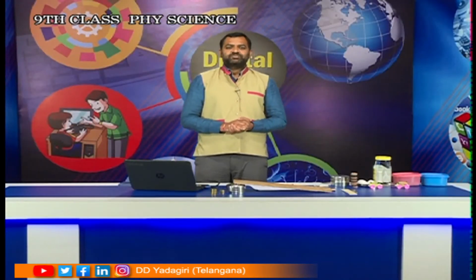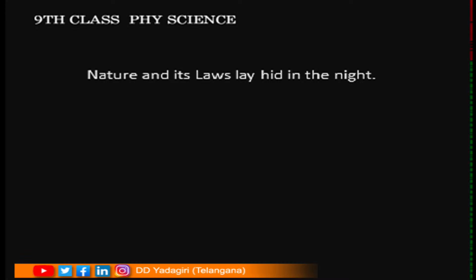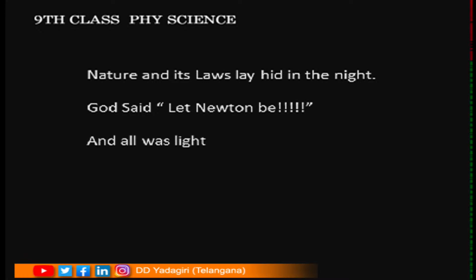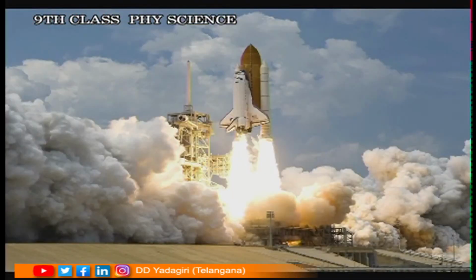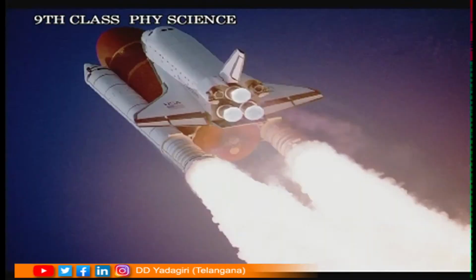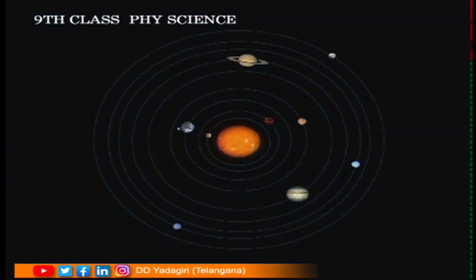And Alexander Pope has written the following for Newton: nature and its laws lay hid in the night. God said, "Let Newton be," and all was light. It is because of Newton we have the rockets, and with that we have satellites, and Newton even has given the theory of gravitation.